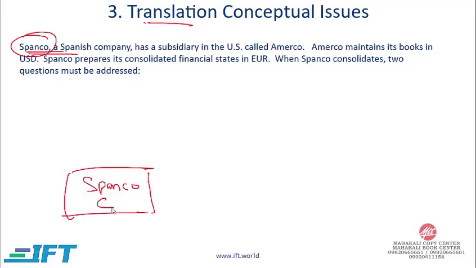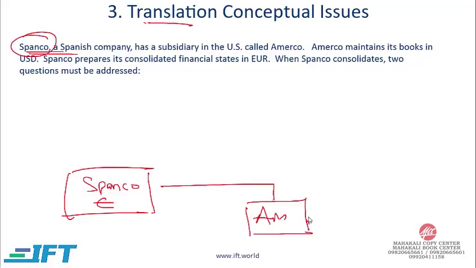So the presentation currency, or the currency in which we report our numbers, is the euro. We have a subsidiary in America, and the name of that company is Americo. Obviously, Americo will buy and sell over here in America. The US dollar is the foreign currency.